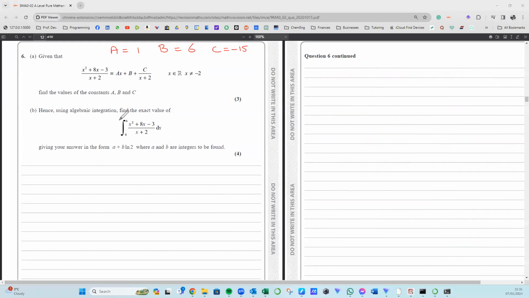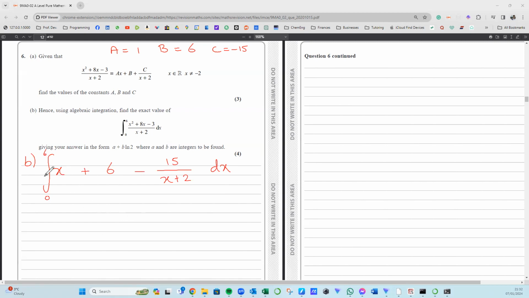Okay, so now that we've got this, we can actually do the integration. This wouldn't be particularly easy to do an integration on. So for part B, we essentially need to have it in the form that we've just converted it. So the equation becomes x plus 6 minus 15 over x plus 2. And we've got to take the integral of this between 6 and 0 with respect to x.